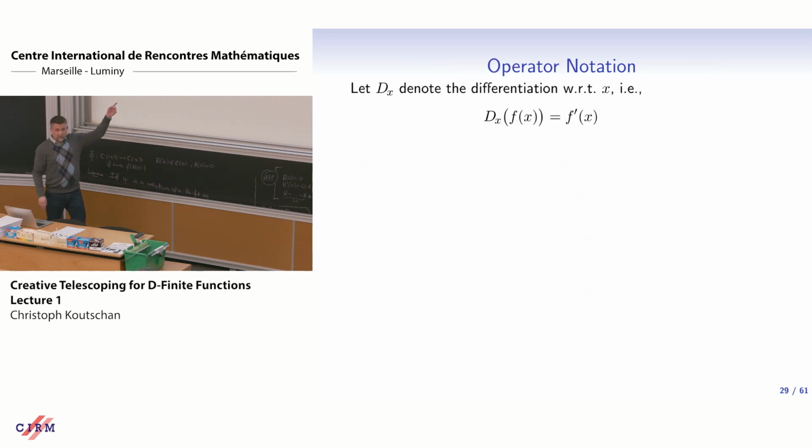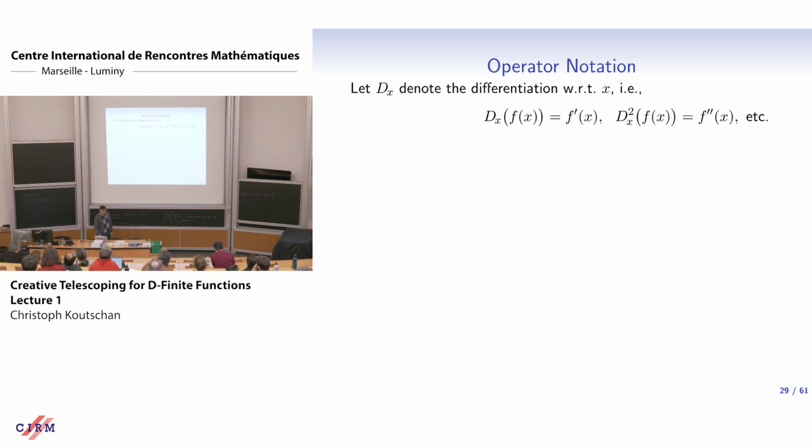Okay, as we have already seen in this demo, it is convenient to represent D-finite functions in operator notation. So in my talk, when I write D_x, I mean the differentiation with respect to x. So if we apply it to f, it's f prime. If we apply it twice, we get D squared, and we apply it to f, we get f double prime. Well, if you take D to the 0, then it's just the identity.